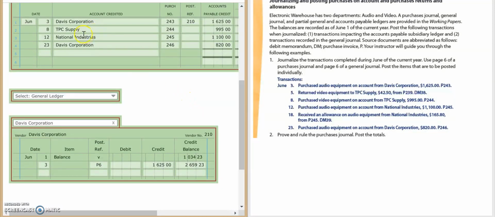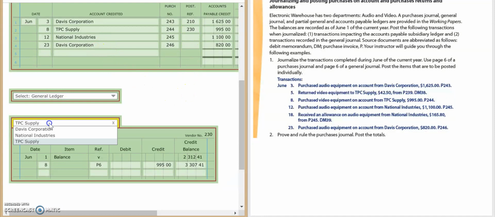Okay, so our next one is for TPC Supply. So we go and grab TPC Supply and open that one up. We plug the 8th in, again P6, and we get an accounts payable credit of $995. Then we need to do a little math again, so 995 plus 2,312.41 is $3,307.41. And then we put 230 up at the top.